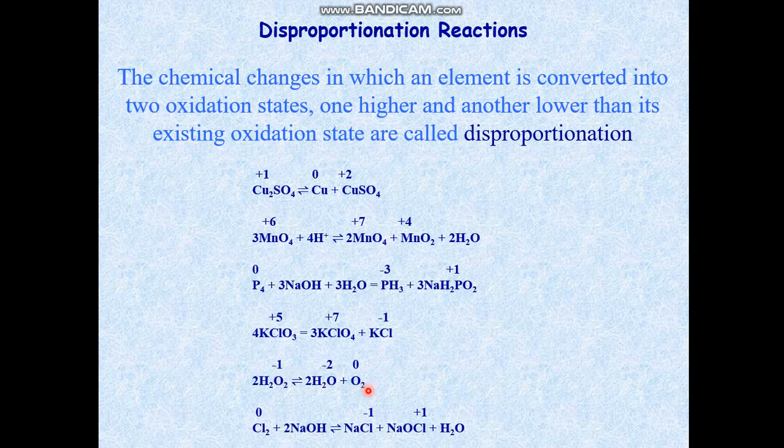That is, it decreases by 1. And the last and final example: when chlorine gas is passed through sodium hydroxide, it forms sodium chloride and sodium hypochlorite. This is sodium hypochlorite.